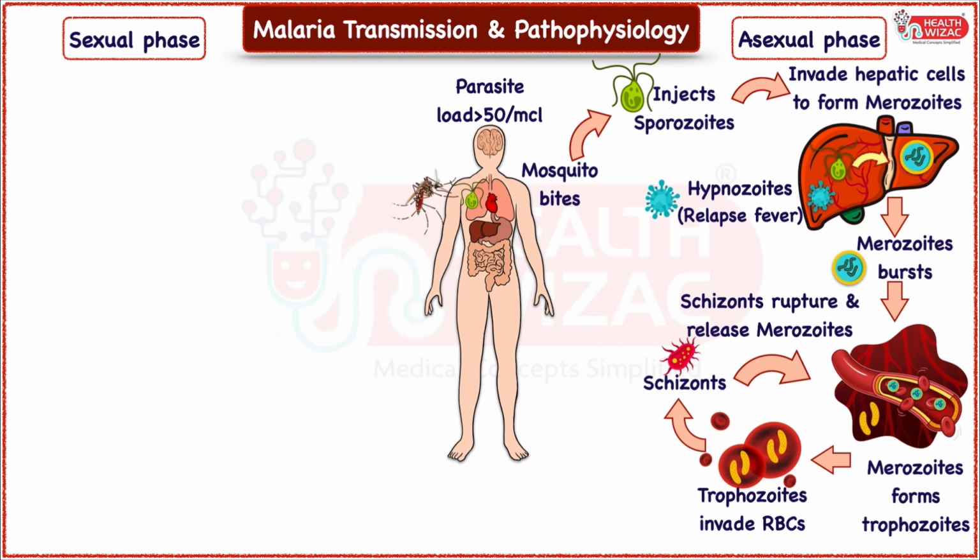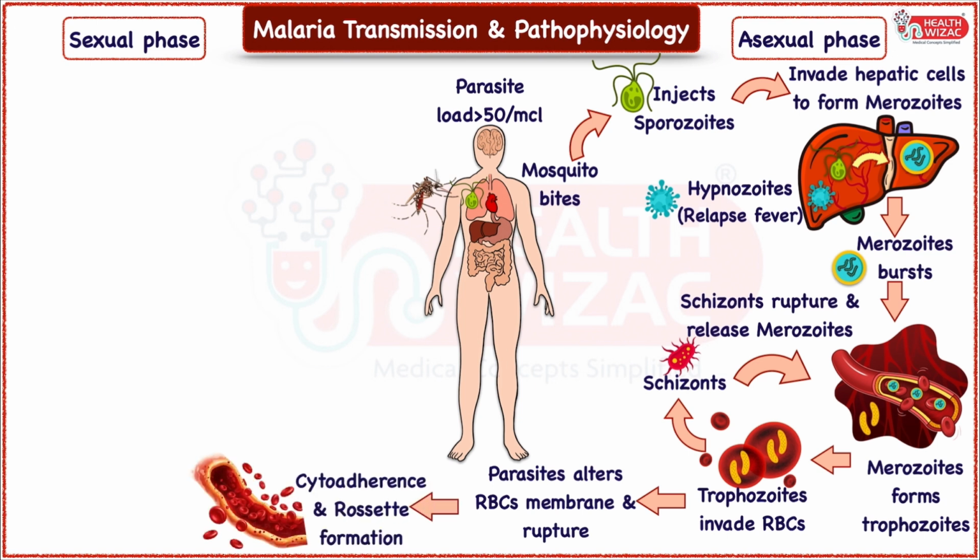These parasites alter the RBC membrane properties, making them less deformable and easily ruptured, thus promoting cytoadherence, where the RBCs stick to the capillaries and venules and block them, giving rise to rosette formation, where the infected RBCs stick to other non-infected RBCs. This blocks the microcirculation, thus giving rise to severe symptoms.